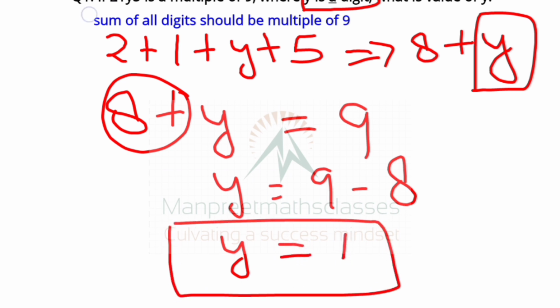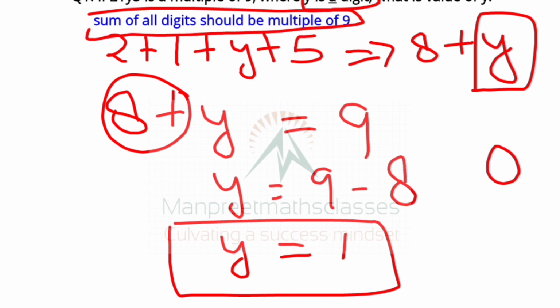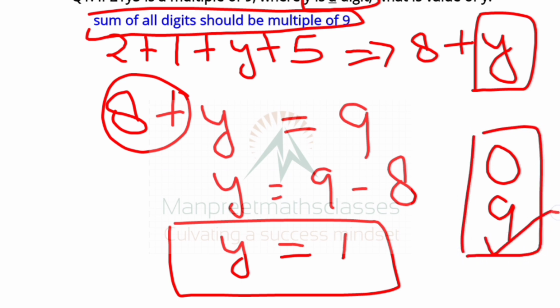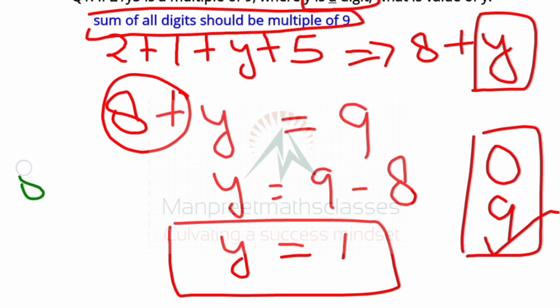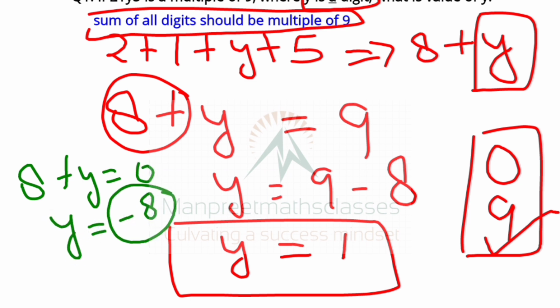Now you might be thinking y can take the place of any number, that is 0, 9, 18. So for a single digit number we were having only two cases. According to our divisibility rule, there the sum can be 0 or 9. So that's why we took 9, because if you take 8 plus y equal to 0, then you will get the value of y as minus 8. So we can't write a negative digit within a number.